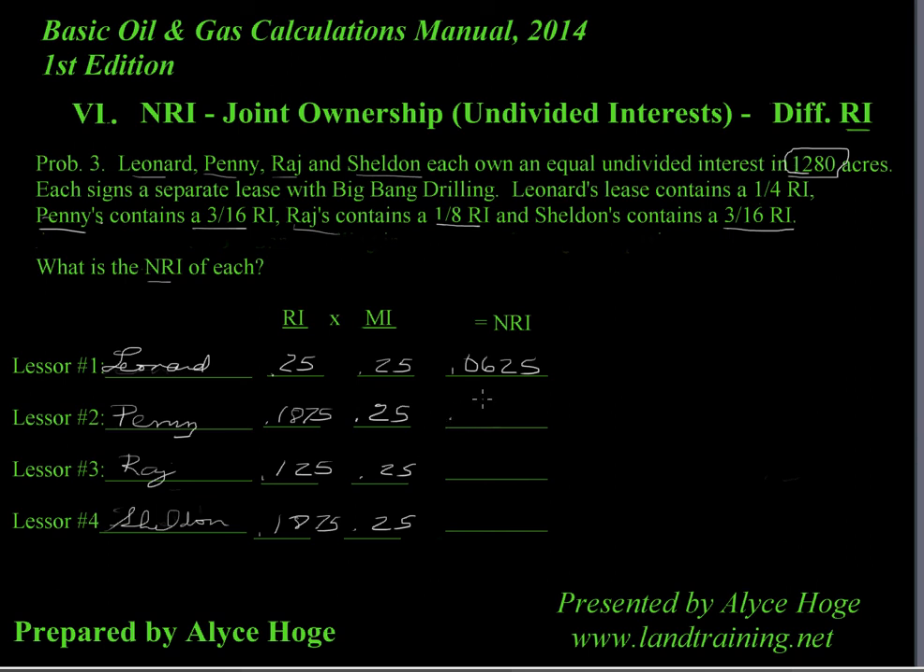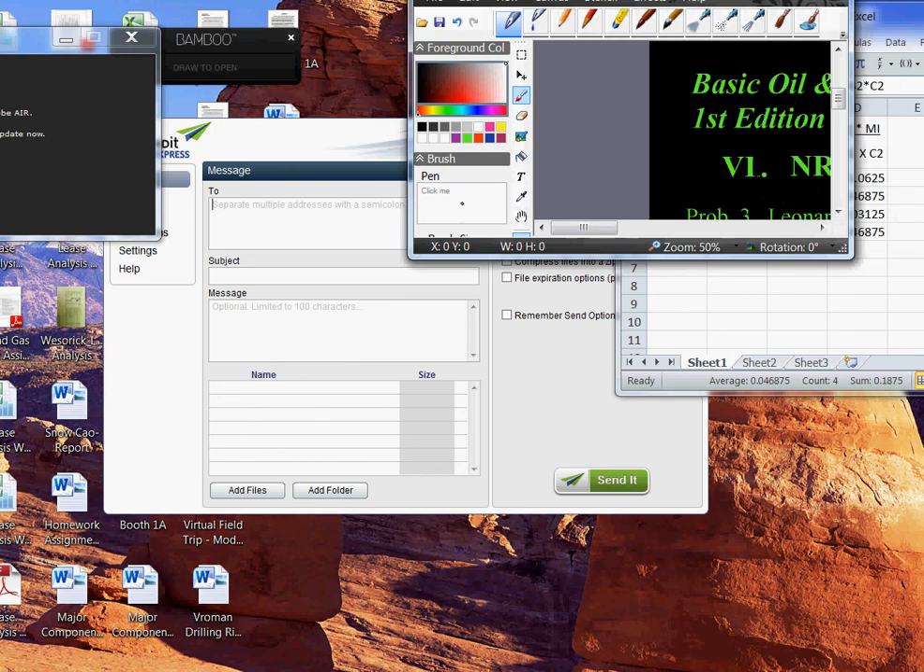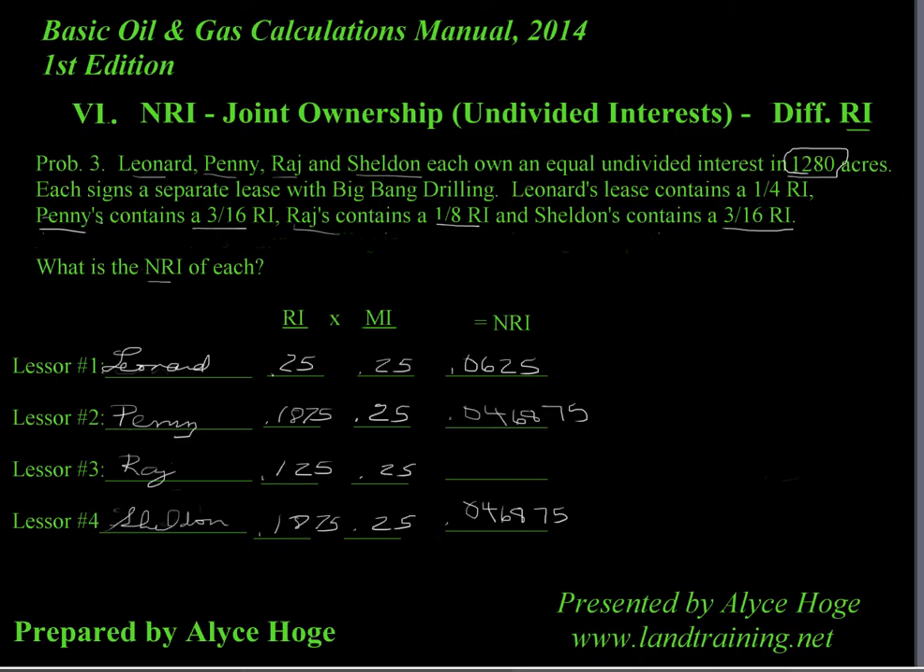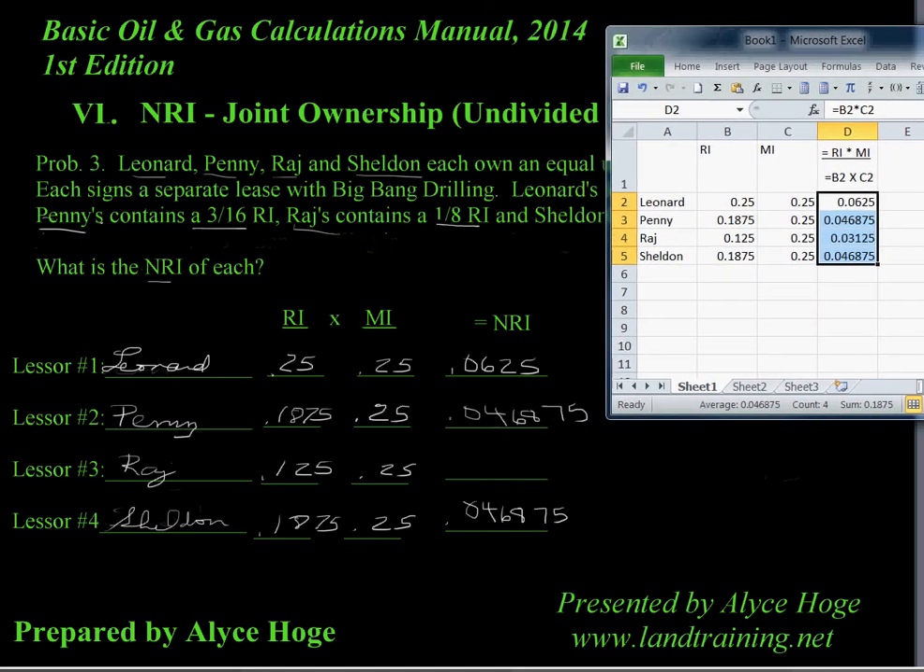So if we go, 0.046875, which is what I believe that one was. And then we got Sheldon, his is going to be the same, so 0.046875. So then that just leaves Raj, and that's going to leave Raj with this 0.03125.